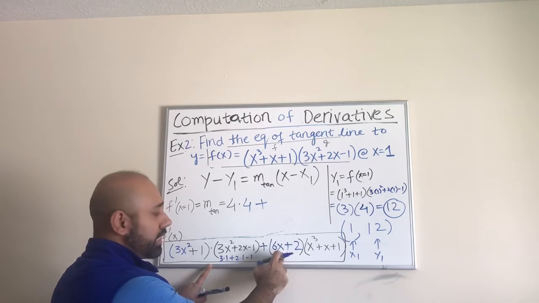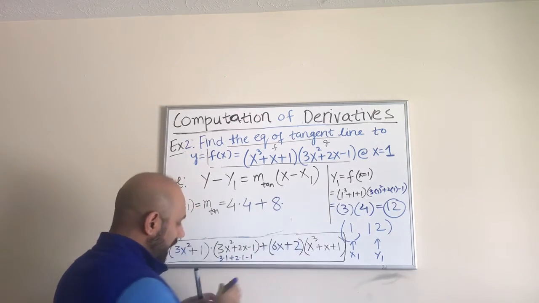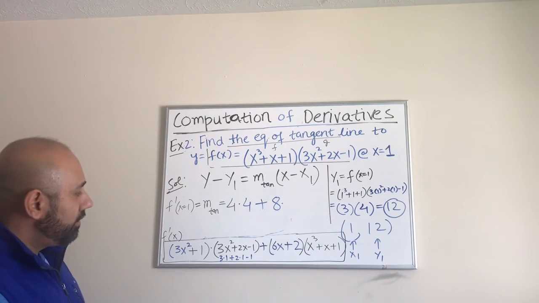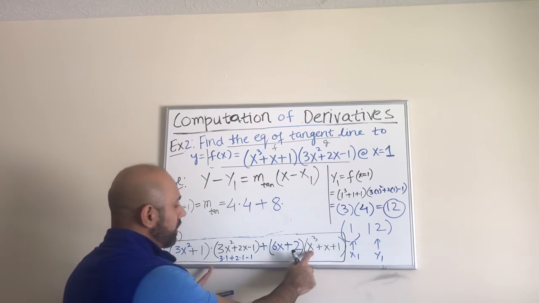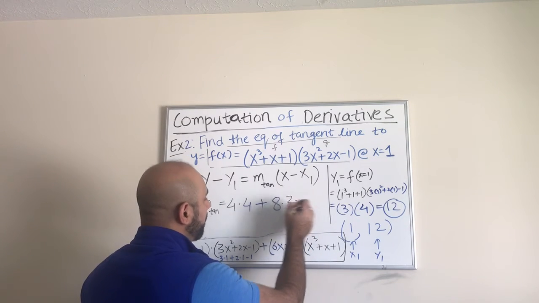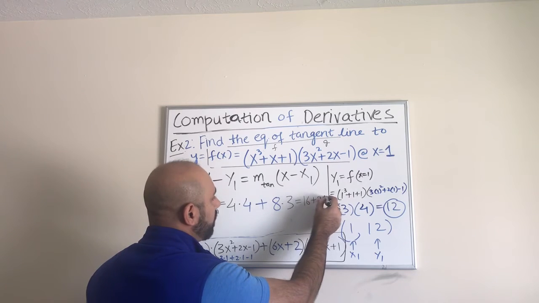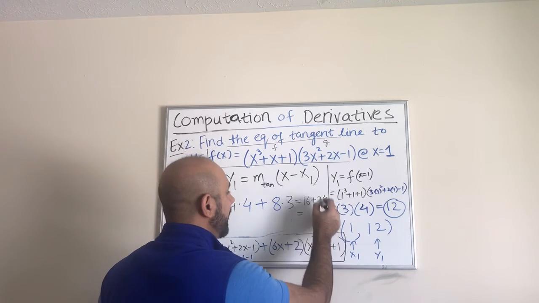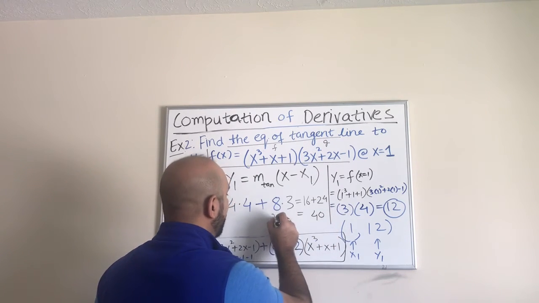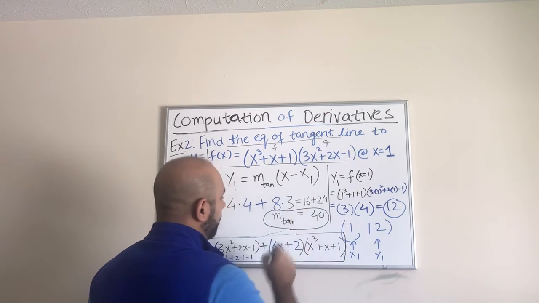6 times 1 is 6, 6 plus 2 is 8, so that's 8 right here. And then what do I have? I still have one more term. Well, I have to substitute x equal to 1, so it will still be 1 plus 1 plus 1, that would be 3. And guys, when I simplify this, 4 times 4 is 16, and then 8 times 3 is 24. We still have to add these: 16 plus 24 is 40. So the slope of the tangent line at x equal to 1 is 40.